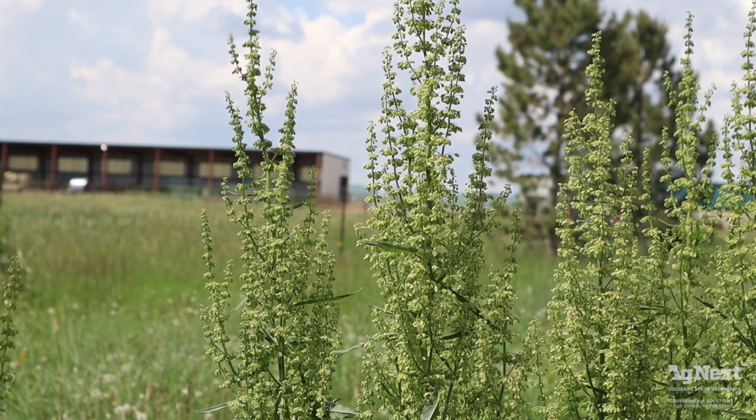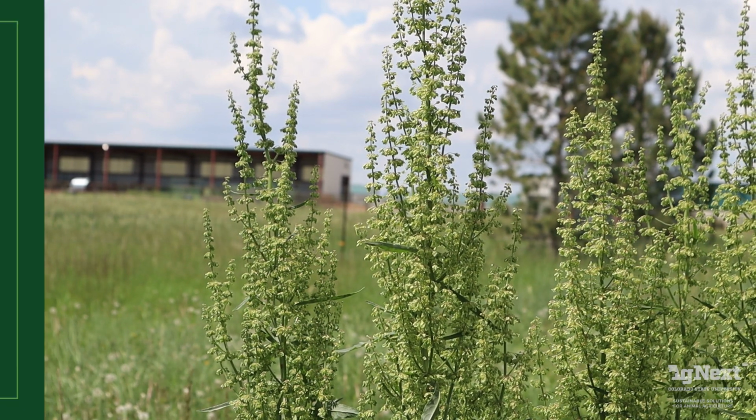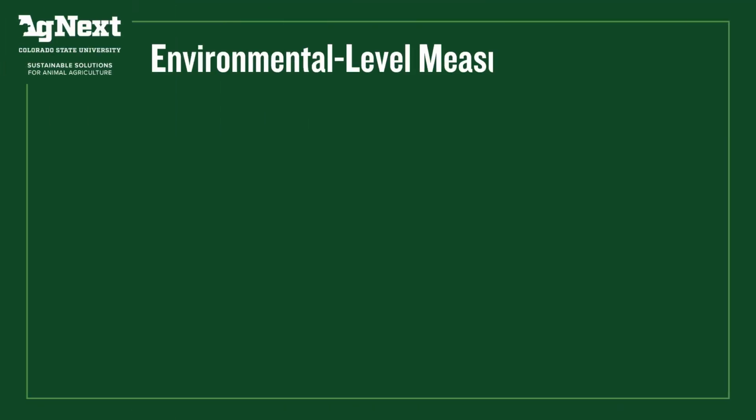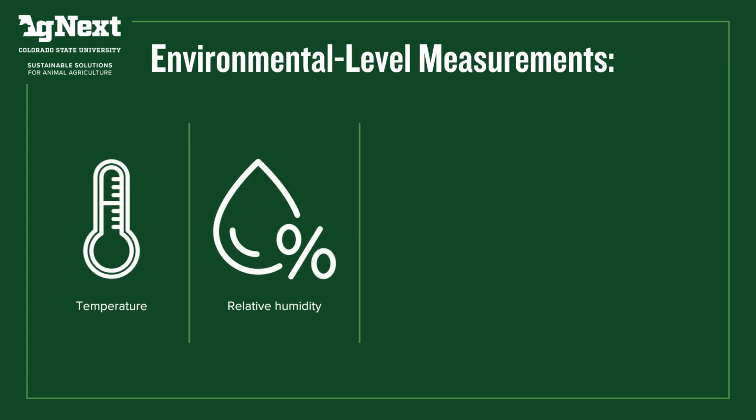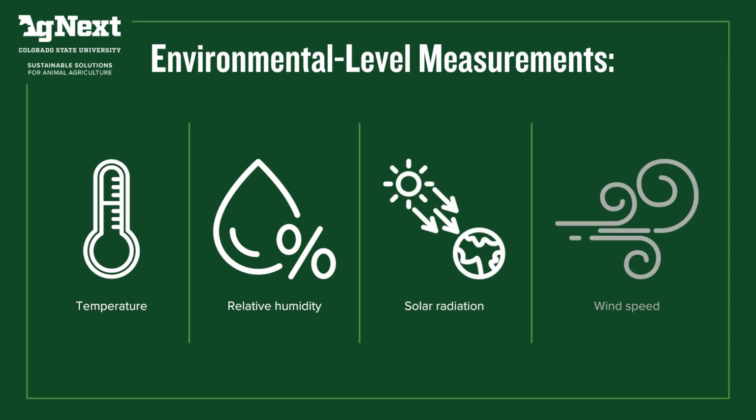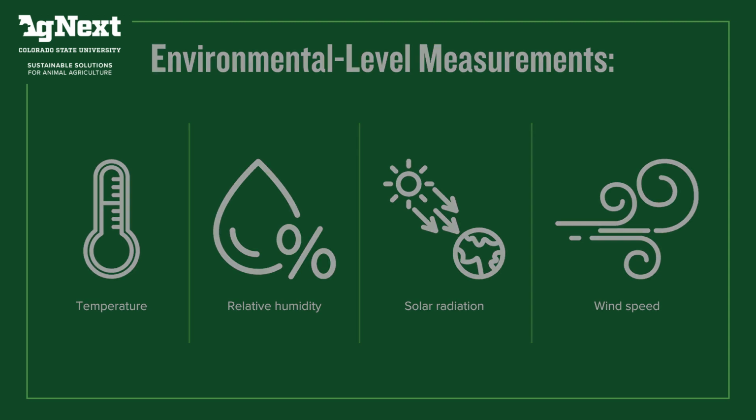This goes to the other side, which is farm level measurements. We can use all kinds of technologies, sensors that are relatively inexpensive and easy to use. There are all kinds of sensors measuring temperature, relative humidity, solar radiation, wind speed, and it is very important to get familiar with this technology because it could be used to make real-time decisions.